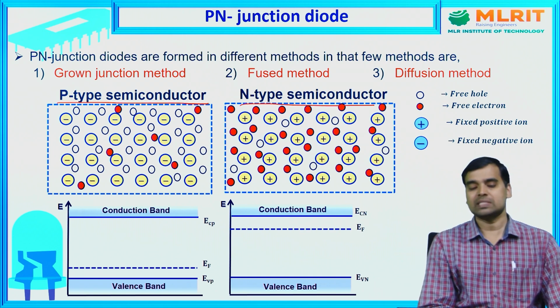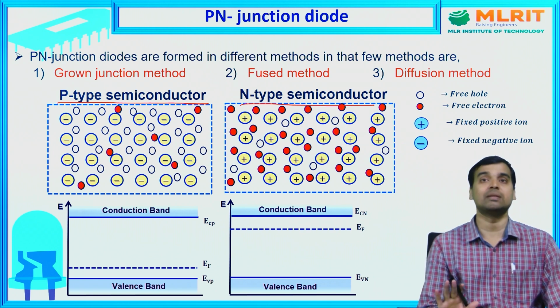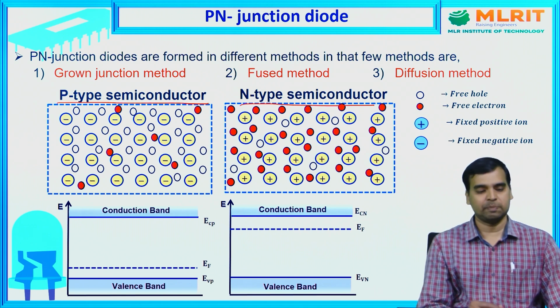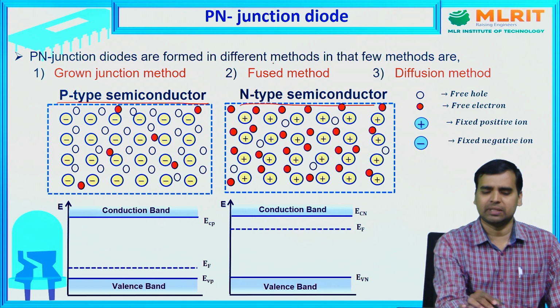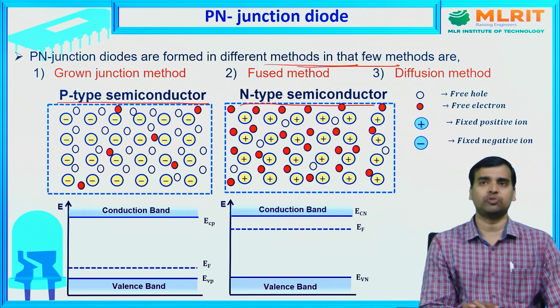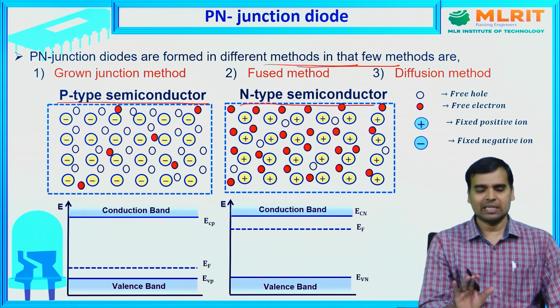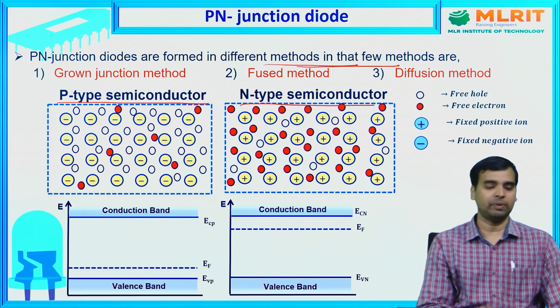Now, we are going to discuss the PN junction diode. The PN junction diode is a basic device in semiconductors. Again, I repeat, the PN junction diode is a basic device in semiconductors. Now, let us see what a PN junction diode is. A PN junction diode can be formed by different methods. I am not going to focus on the methods, but let us see the formation of the PN junction diode, and then we will go for the working of the PN junction diode.